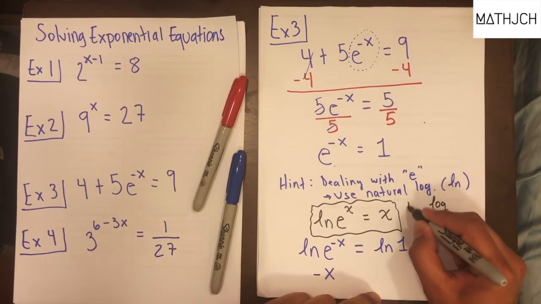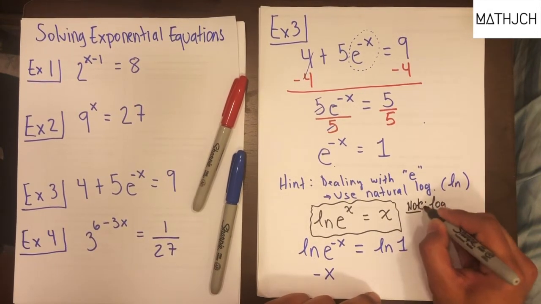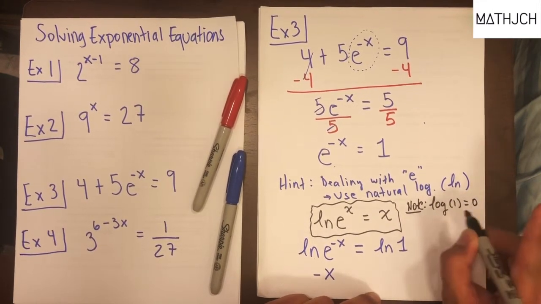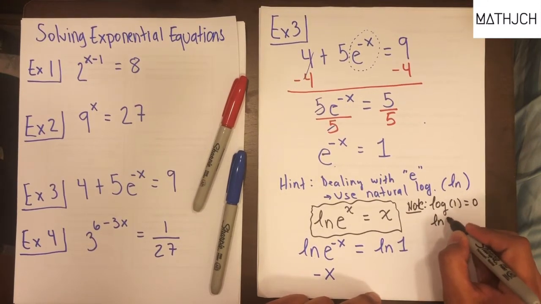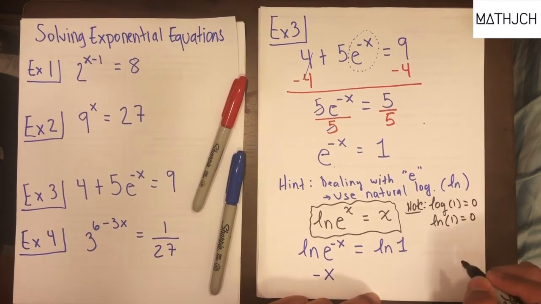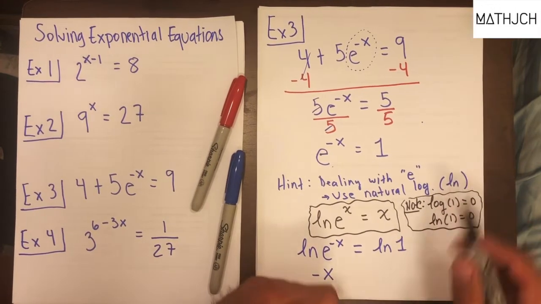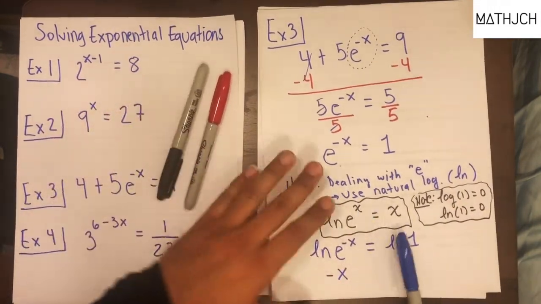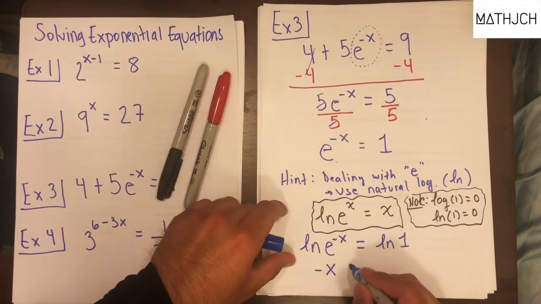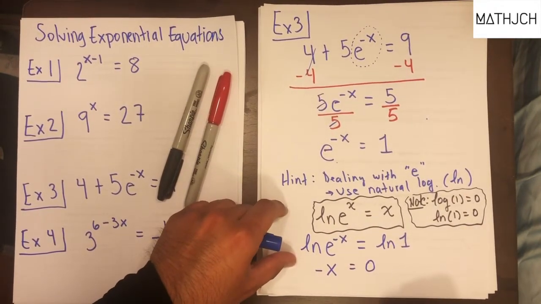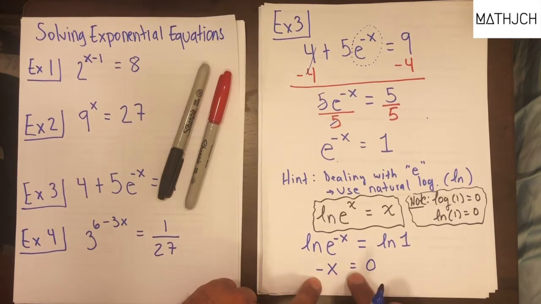let's do some notes. Log of 1 is equal to 0. And also, ln of 1 is equal to 0 by definition. Okay? So we have ln of 1 automatically is 0. Okay? So we have negative x equal to 0.